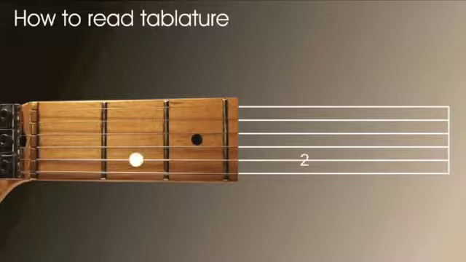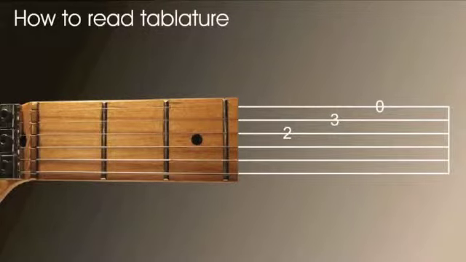For example, a 2 on the second line from the bottom would be the second fret of the A string, or a 3 on the second line from the top would be the third fret of the B string. A 0 on the top line would be an open top E string.